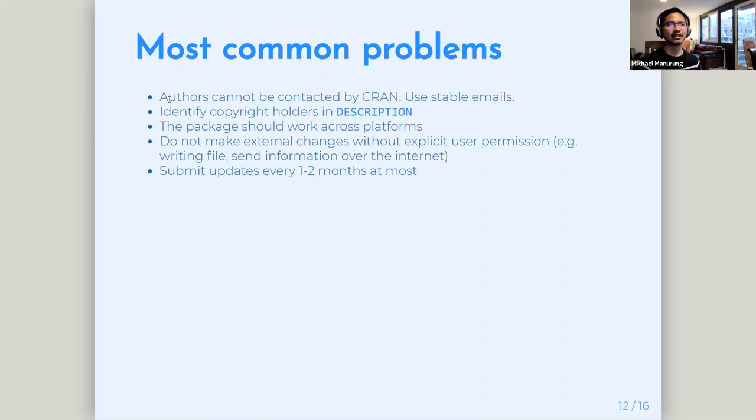All right, and if you are using external source code, you have to identify the copyright holders in the description. So you should specify who owns those external source code. And afterwards, for checking whether your package can work across platforms, you have to make an effort to ensure that the package can work across platforms.